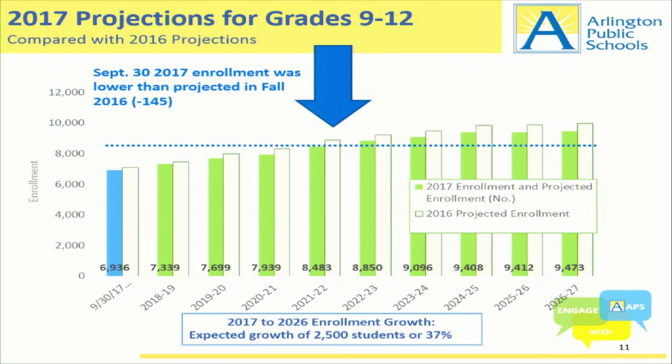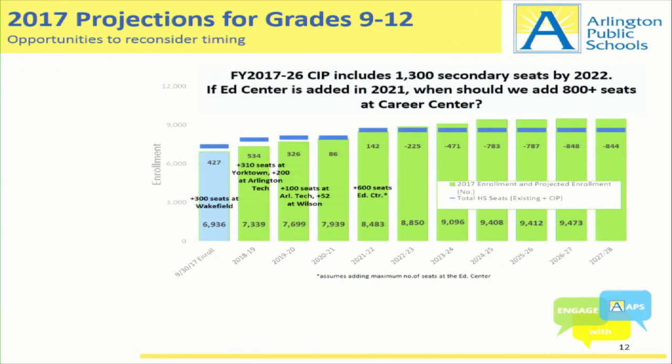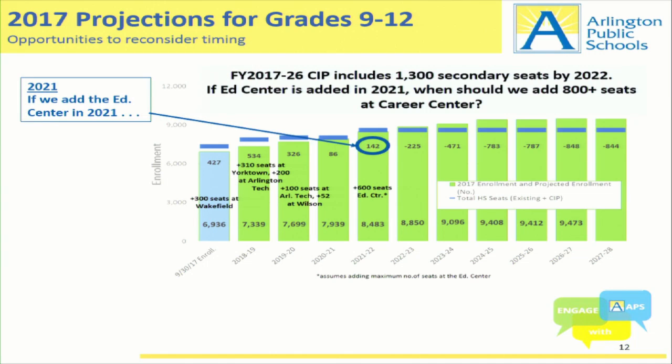As you look on out, you see our projections change, and I think some of this relates to the data that we talked about at the last meeting, the information we're getting from the county on our housing pipeline forecasts. With high school, we see some changes, and right now this slide shows the CIP including 1,300 seats. Last spring, you made a decision to add the Education Center and the Career Center. We made a couple of adjustments to the slide based on some questions from a school board member. Let me walk through those.